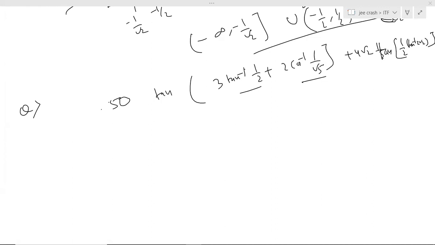So what is the question after the 2 cos inverse 1 by root 5 plus 4 root 2? 4 root 2 tan half tan inverse 2 root 2. Okay, thank you.